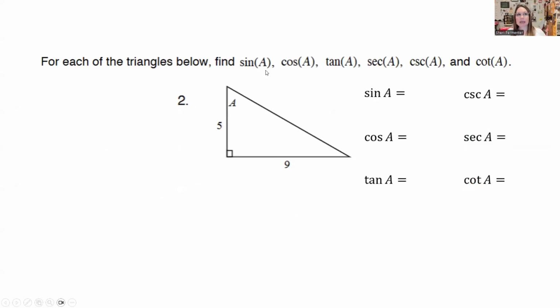Question number 2 in the assignment, and this is representing A for an angle. It wants you to find all 6 trig ratios. To be honest, if we can find sine, cosine, and tangent, it's really easy to find the reciprocals because we just flip all those fractions upside down. So the only thing we're missing is our third side. Who remembers how to find the third side of a triangle?